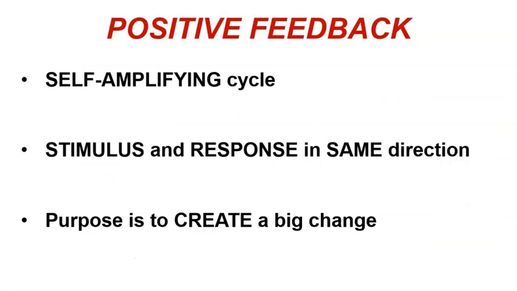So on the other hand, positive feedback mechanisms are described as self-amplifying cycles. In positive feedback mechanisms, the stimulus and the response are in the same direction. And the purpose of these mechanisms is to create big changes temporarily within the body. We'll look at 2 examples of positive feedback mechanisms, blood clotting and childbirth. We'll start with blood clotting first.